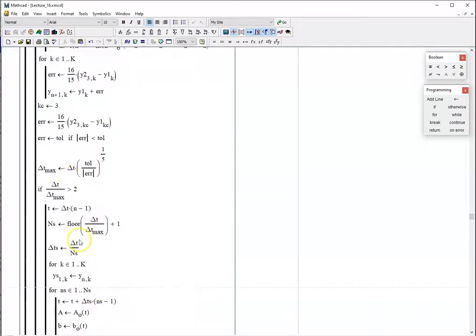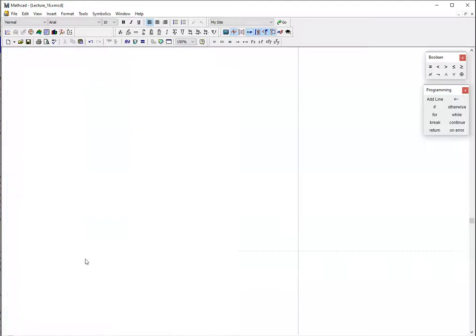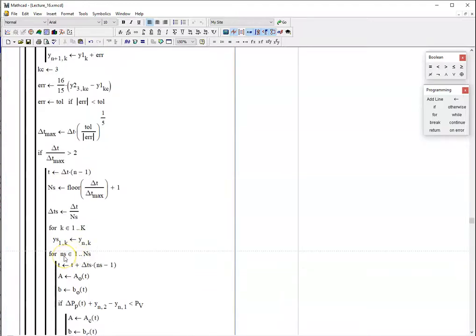So if that is the case, within this conditional, within this if statement, I am going to recalculate the solution, subdividing the time step into ns equal values, ns equal time steps. So this is adaptation, right?